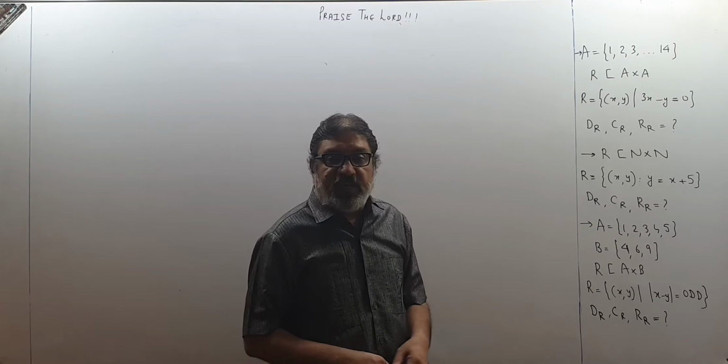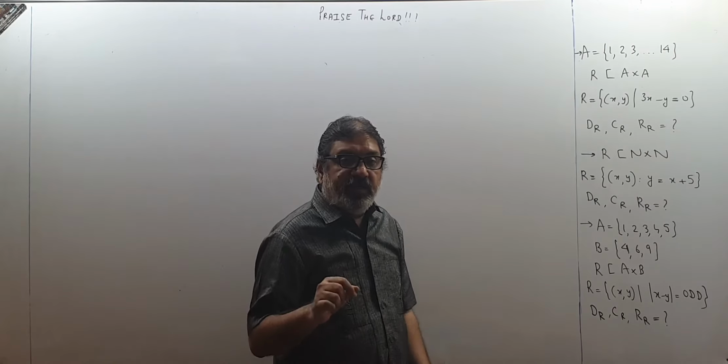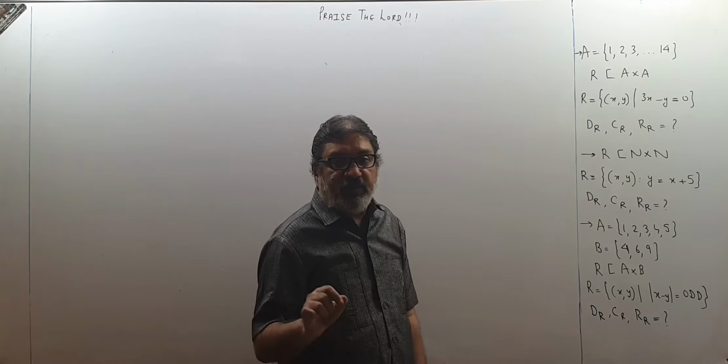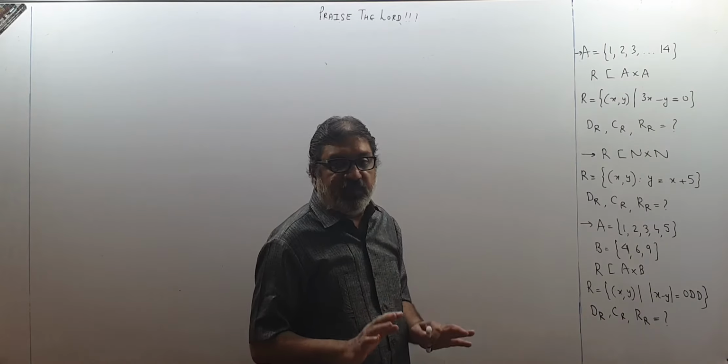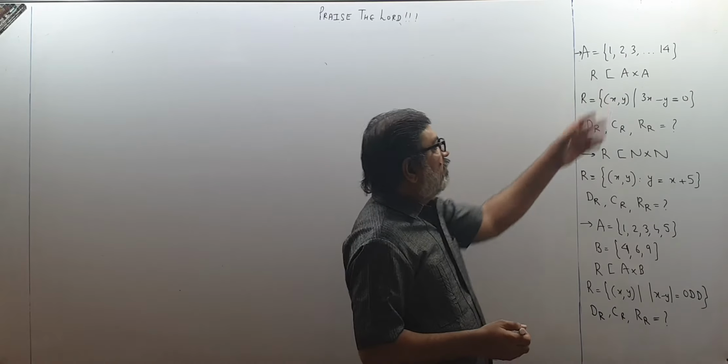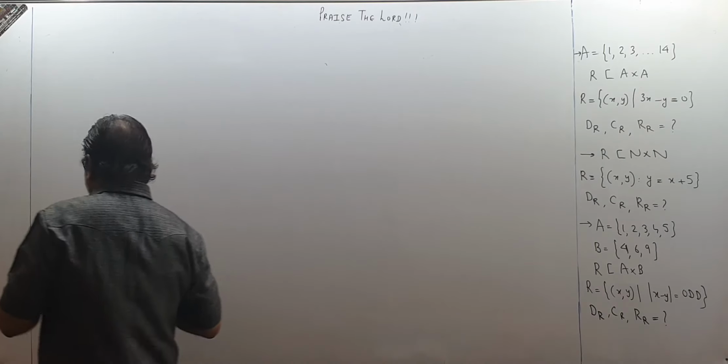So please understand, when I say R is a relation in M, that means R is a subset of M cross M. That means first set and second set are the same sets. Like this you have to understand. We start with this. R is a subset of A cross A.